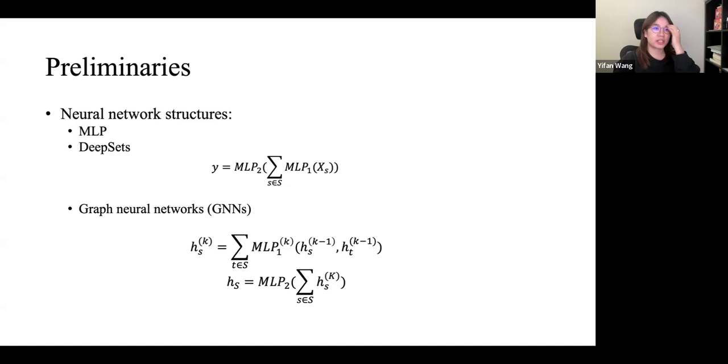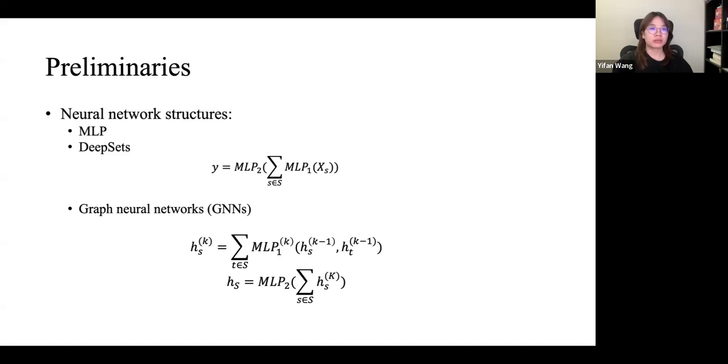The last architecture is graph neural networks. Graph neural networks are specifically designed for relational reasoning. They model the objects as nodes in the graph, and the relationships between them as edges. The information is propagated iteratively across the graph, and this allows graph neural networks to learn relational patterns.